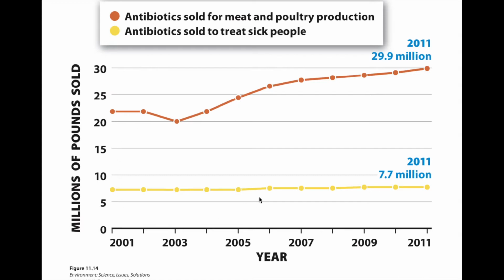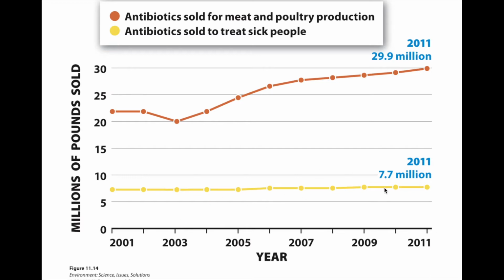Here we have a comparison of what antibiotics are being used for as far as farming goes. So the orange line here represents the antibiotics sold for meat and poultry production versus the yellow, which has to do with treating humans. So you can see that relatively stable line of human treatment over time with antibiotics. This is from 2001 to 2011.